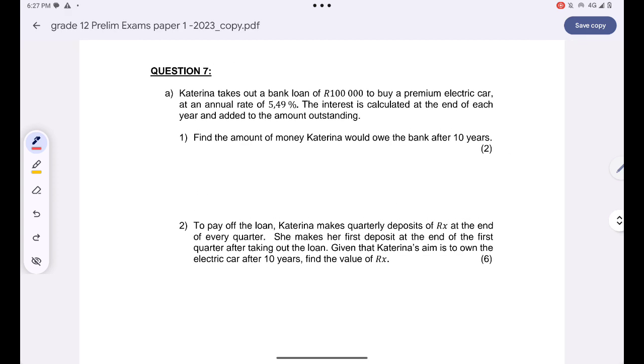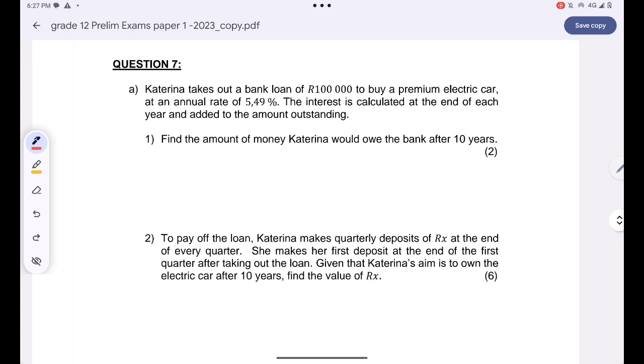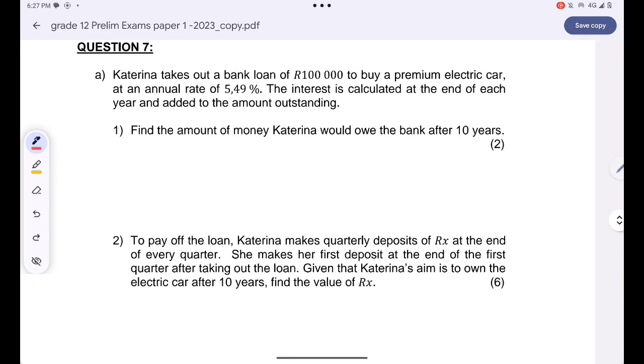Yes, guys, we are still doing the mathematics paper 1 examination, and yes, it is an IEB exam. On this question, guys, we are focusing on financial mathematics.